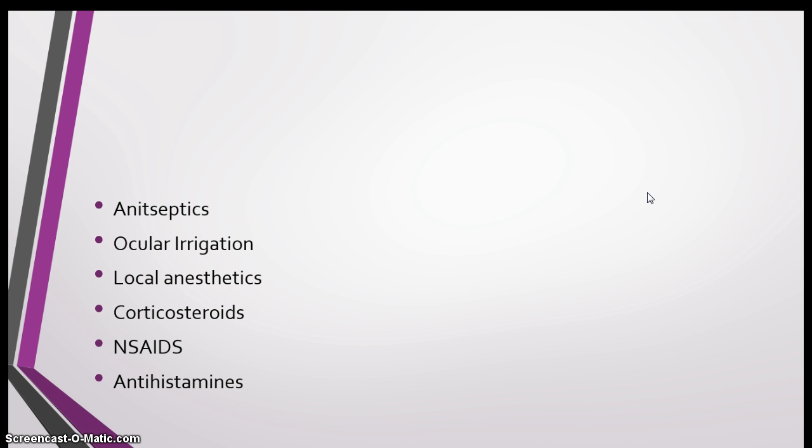The next thing is ocular irrigation. Ocular irrigation is used to flush out chemicals, blood spatter, or small particles. The most common ocular irrigant is normal saline because it's so close to normal, natural tears. You should take caution not to use excessive pressure, though, when you are irrigating, because you could damage ocular structures.